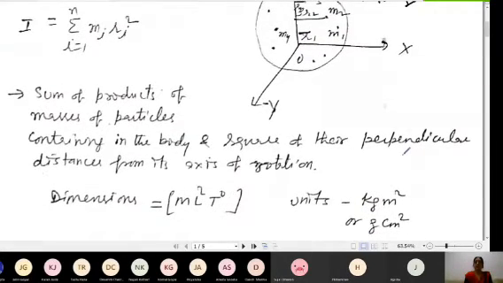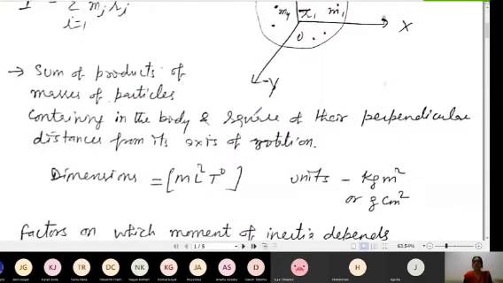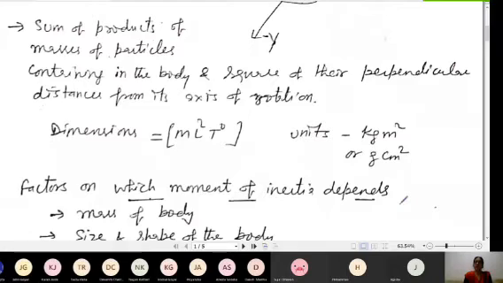If I want to write the dimensional formula, because it is m r square, the dimensions will be M L2 T0, and the units are kilogram meter square in the SI system and gram centimeter square in the CGS system. Of course, we will take it as a scalar.